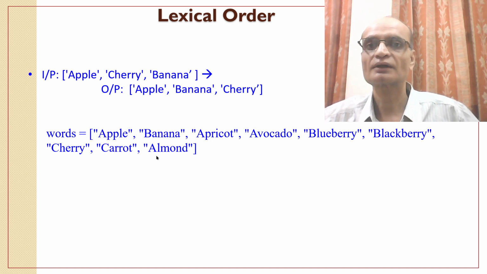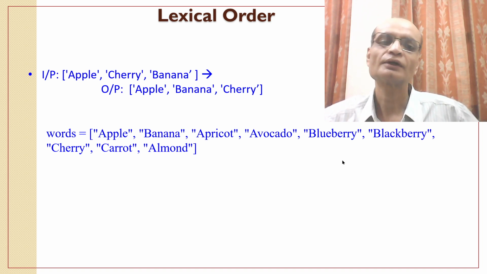Then I will check whether P is greater or L is greater. Here there is apple, then apricot, then avocado, and these are the words which start with A. Obviously L comes earlier than P. So the first word will be almond. Then you will have the other words like apple, apricot, and avocado.